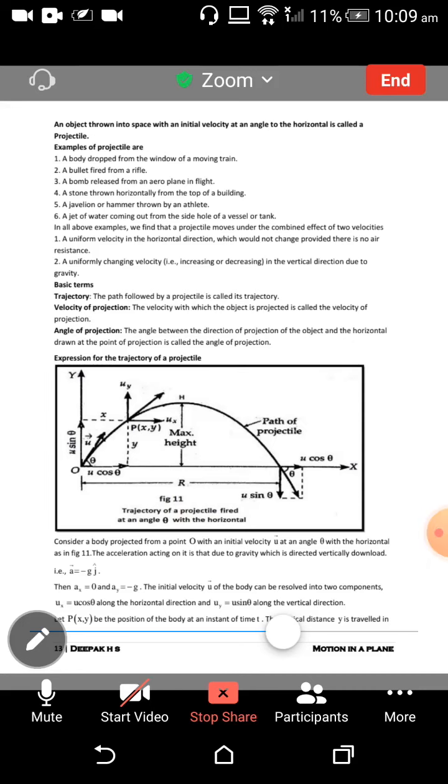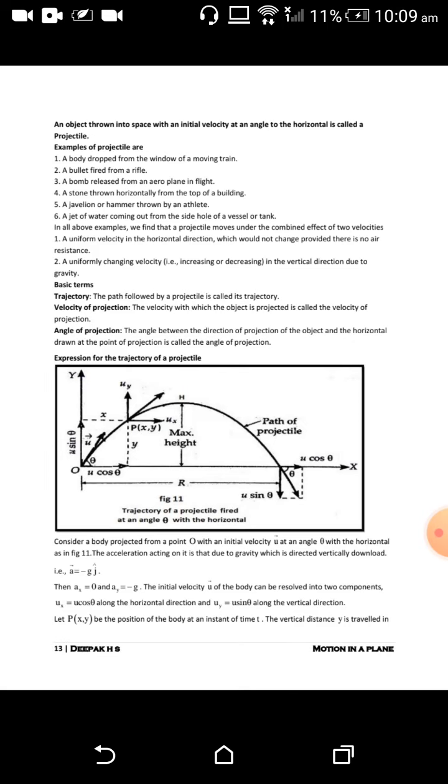The expression for trajectory of a projectile. So we have considered a body projected from point O. We have considered the initial velocity of that object. With the initial velocity of u, it makes an angle theta with the horizontal surface, as shown in the figure you can see there.